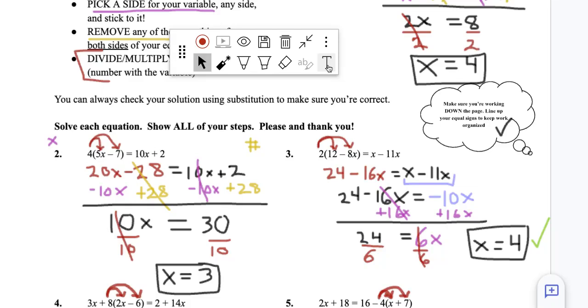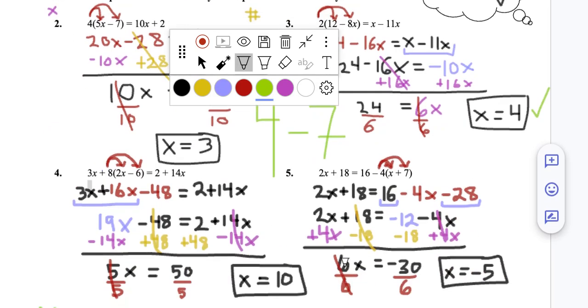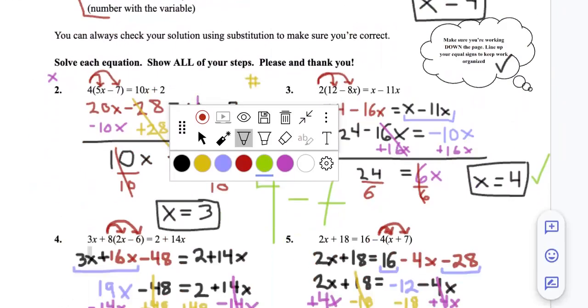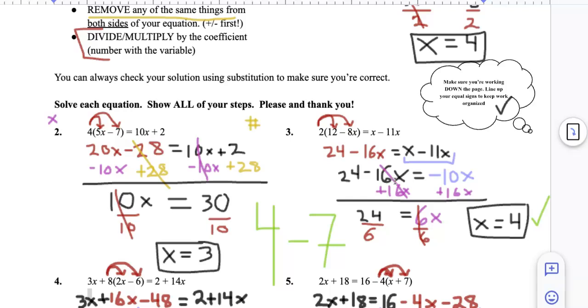Okay, again, for your time right now, I want you to solve number 4 to 7. Or is it 4 to 8? No, 4 to 7. Okay, so solve number 4 to 7, and let's see if we get the same answers.